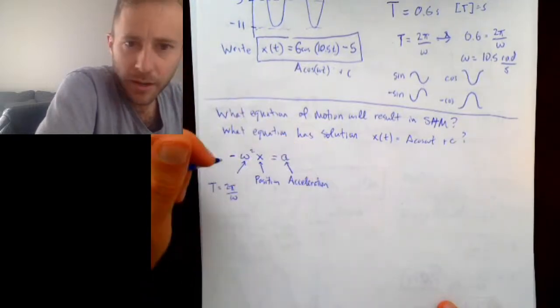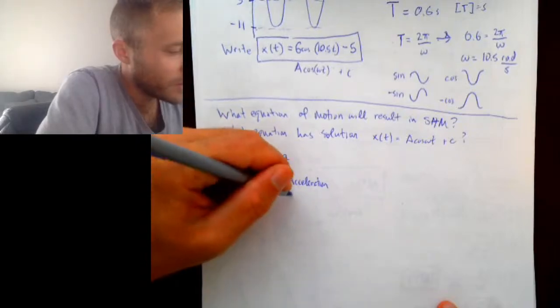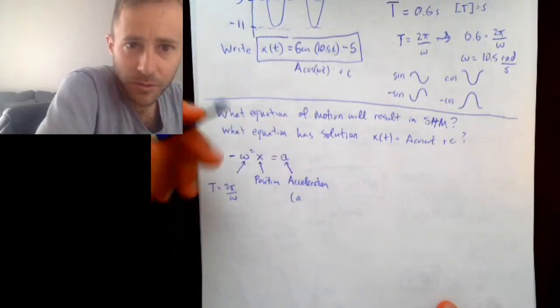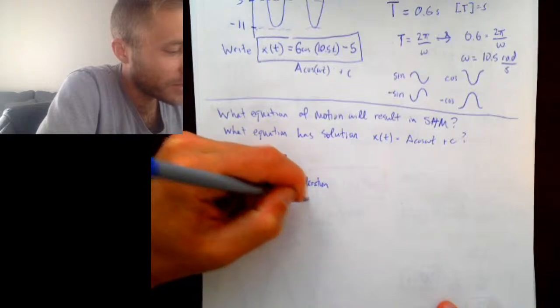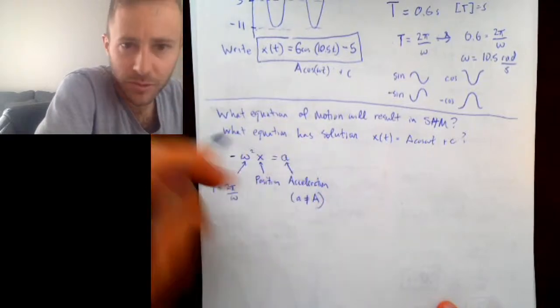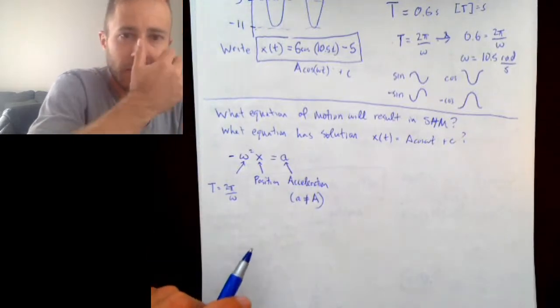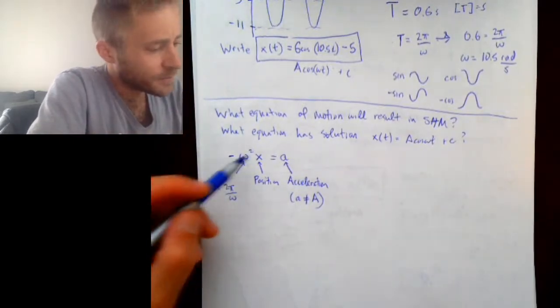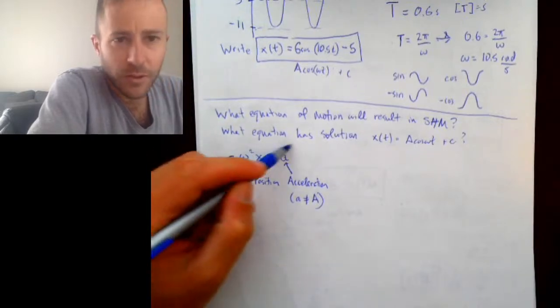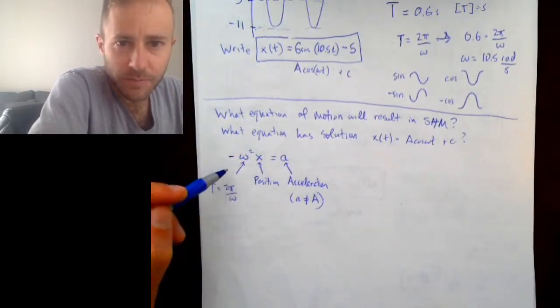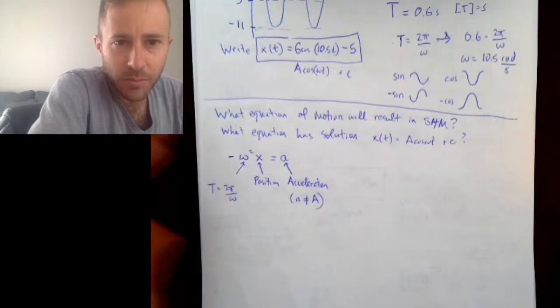One thing I want to point out is that lowercase a represents acceleration and uppercase A represents amplitude, so these two are not equal to each other. Don't confuse them. If you encounter this equation, you will get simple harmonic motion.